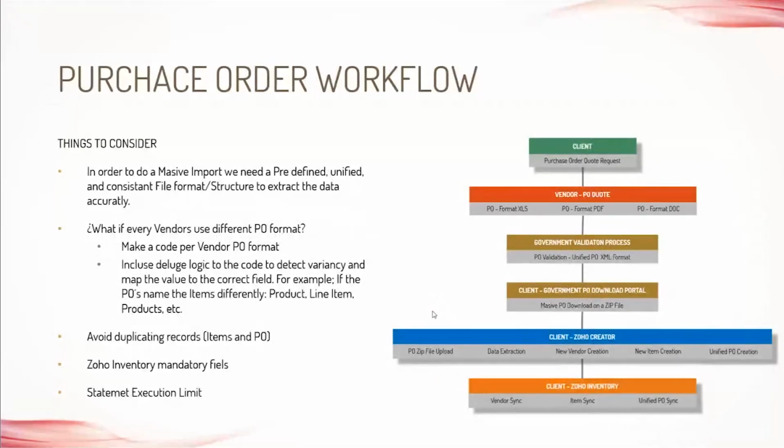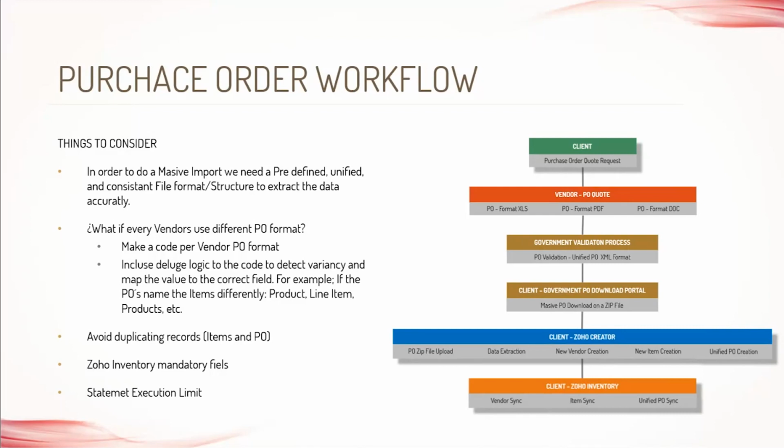So let's talk a little bit more about the workflow, right? And there are some things that we need to consider. Okay, so what is the issue? They have a lot of POs and they need to import them quickly, right? But there is an issue. In order to do a mass import, we need a predefined, unified, and consistent file structure to extract the data. What do I mean? For example, I will assume that many of us have already worked with Zoho Inventory.